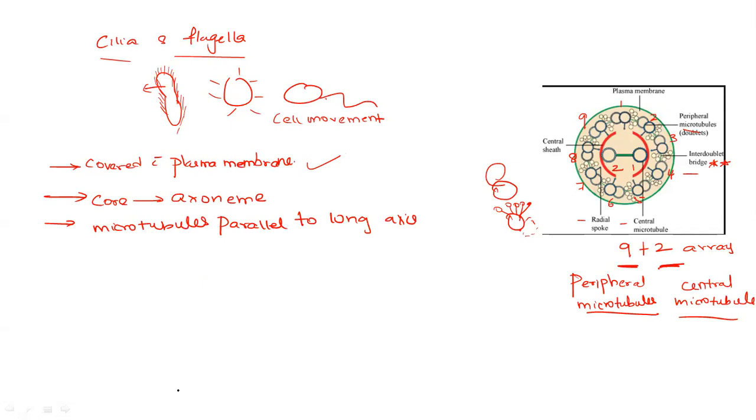Okay, so cilia and flagella. Cilia are thin and more in number. Flagella are long, and both of them help in cell movement, and they are covered by plasma membrane. They have this 9+2 array, which means they have 9 peripheral microtubules and 2 central microtubules. The peripheral microtubule doublets adjacent to each other are connected with the help of interdoublet bridges, and each of these microtubules has a radial spike, and you can see in the center there are 2 central microtubules. That's why it is called a 9+2 arrangement.